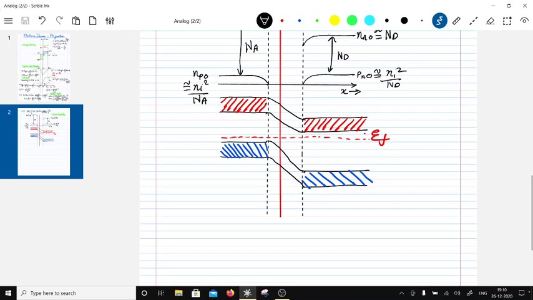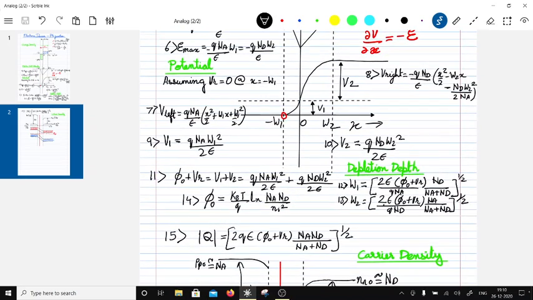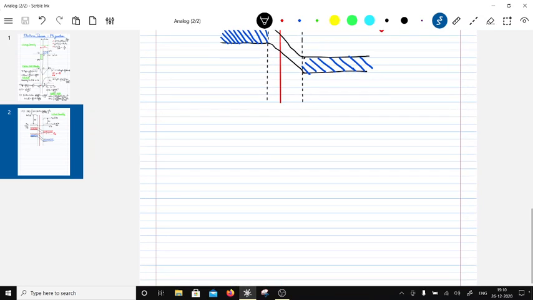So that causes the diffusion, the drift current, and the equilibrium is at the depletion depth of minus W1 on the left side and W2 on the right side, and this is brought about by diffusion current being equal to the drift current, right? And the built-in potential is over here, V1 plus V2. So this is about a reverse bias diode.